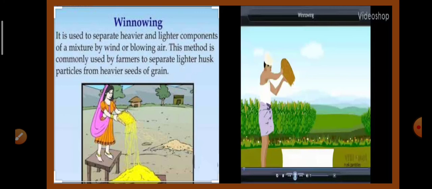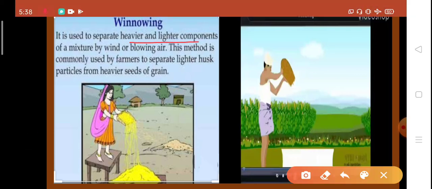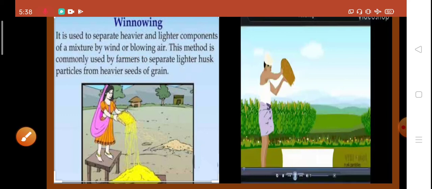Next method is winnowing. It is used to separate the heavier and lighter components of a mixture by wind or blowing air. This method is commonly used by farmers to separate lighter husk particles from heavier seeds of grain. Now let's check it out how actually this method is done.